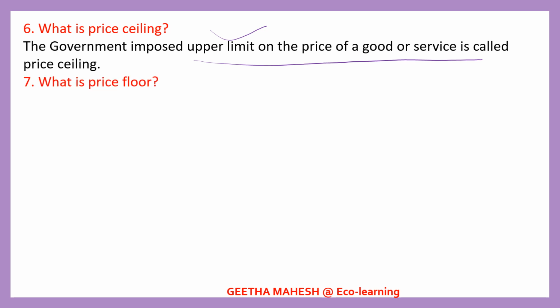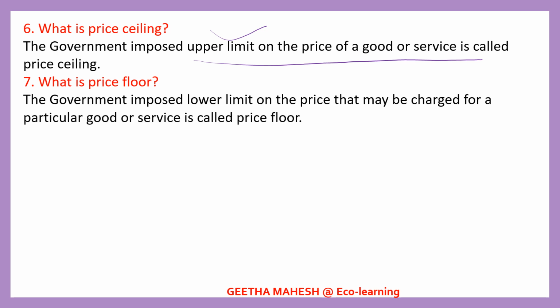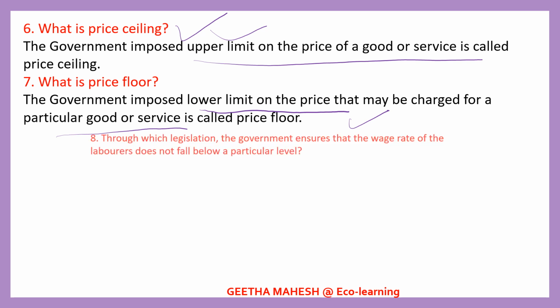ನೆಕ್ಸ್ಟ್ ನೋಡೋದಾದರೆ ವಾಟ್ ಈಸ್ ಪ್ರೈಸ್ ಫ್ಲೋರ್? ಇಟ್ ಈಸ್ ಆಲ್ಸೋ the limit on prices, but it is a lower limit. You can see here lower limit imposed on the prices, okay, especially for particular goods and services in order to protect a producer. Here it is to protect consumers, okay. So both are implemented by government. Price ceiling is a upper limit on the price, and price floor is a lower limit on the price.